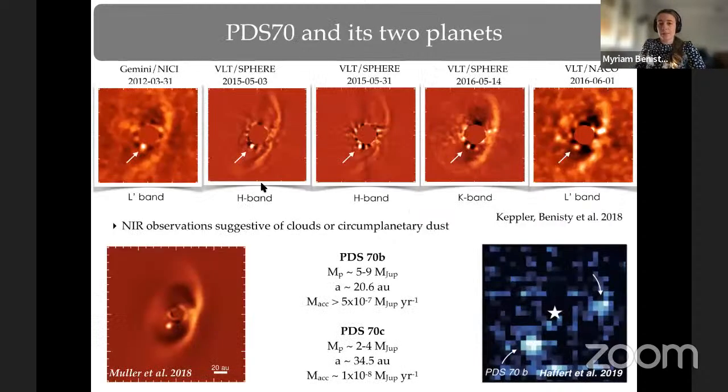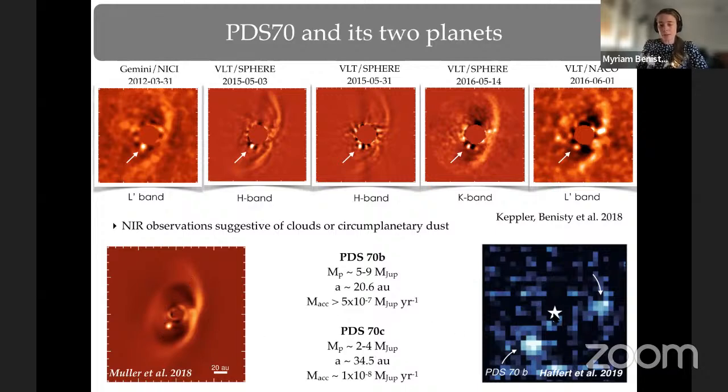But there is so far one system that is called PDS 70, in which we are really sure that we have planets, because this one, for example, B, was first detected by my PhD student, and we observed it in many images and many wavelengths. This is a beautiful H-band observation.